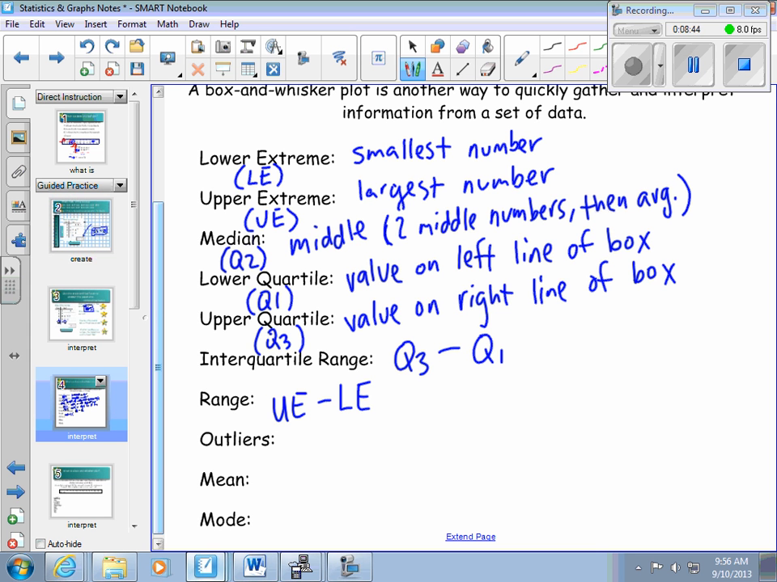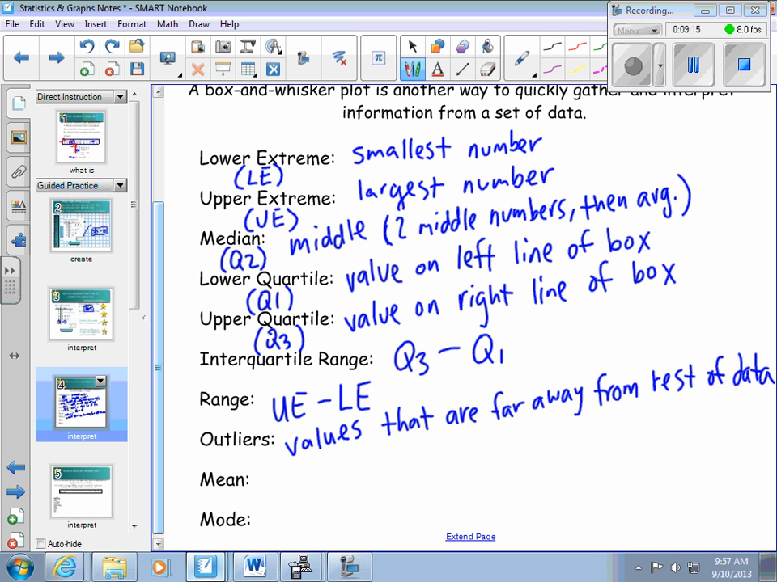So you take the top number in the data set and the bottom number and subtract them. Outliers. This doesn't always happen on a box and whisker, but once in a while you might get a number that doesn't really appear to be close to the other numbers. So outliers are values that are far away from the rest of the data set.